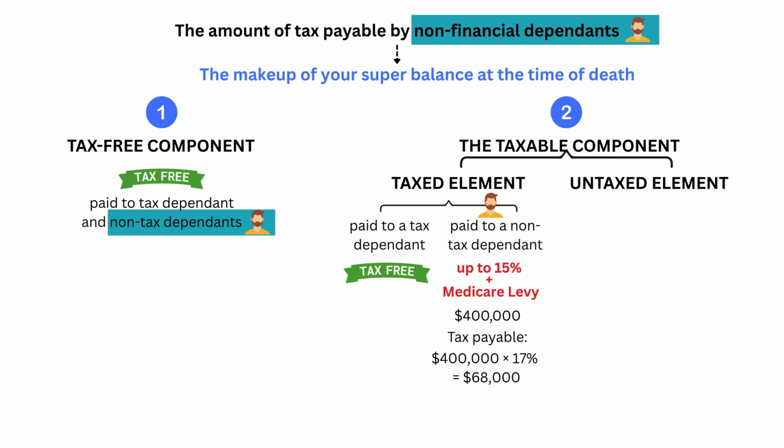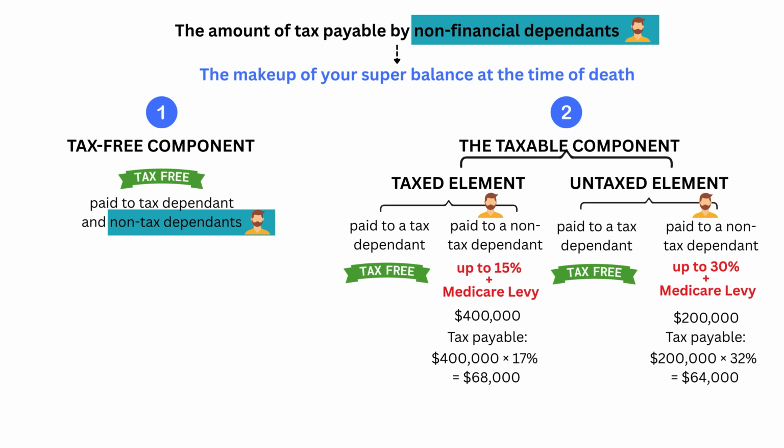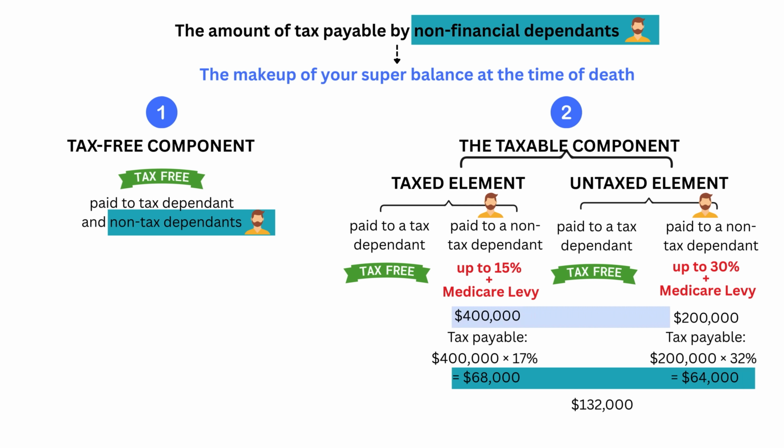The untaxed element usually comes from insurance payouts or certain untaxed super funds. If it's paid to a tax dependent, it's tax-free. But if this portion is paid to an adult child, the tax rate is much higher, 30% plus Medicare levy, so up to 32%. Building on the previous example, if your super also included another $200,000 in the untaxed element, that would mean an additional tax bill of about $64,000. Put together, your adult child could lose $132,000 of the $600,000 super balance to tax.